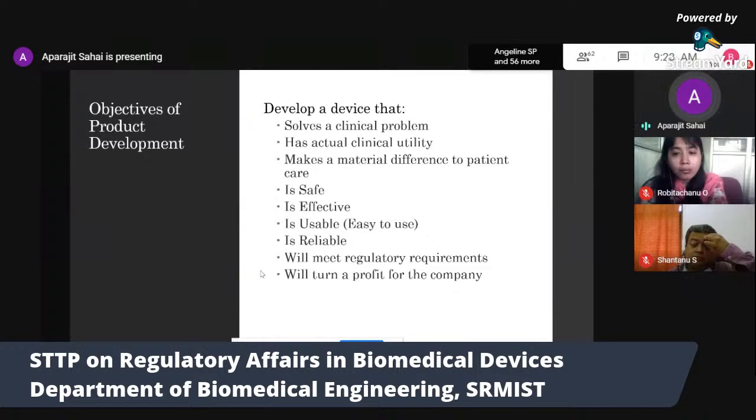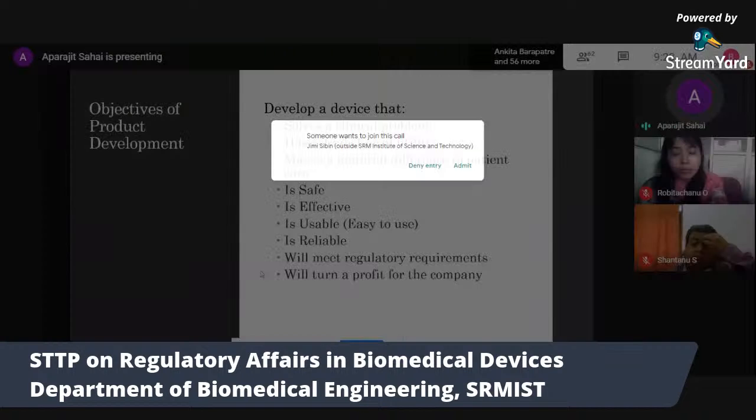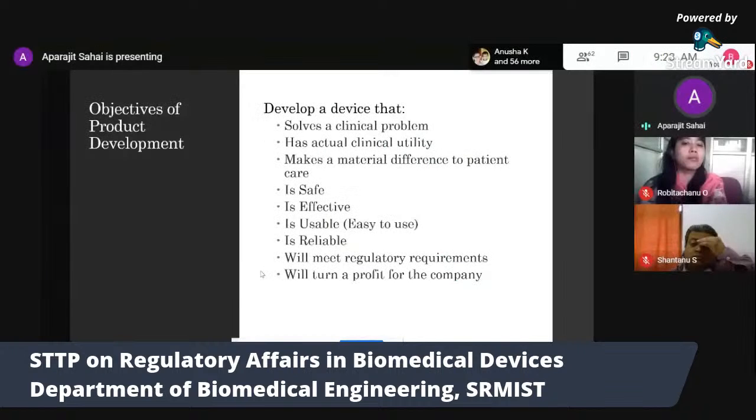Make sure it either helps improve the quality of life or makes things easier for a physician, which would ultimately translate into making care easier for the patient, or in general just helps solve a public health problem. So it has to make a material difference to patient care.